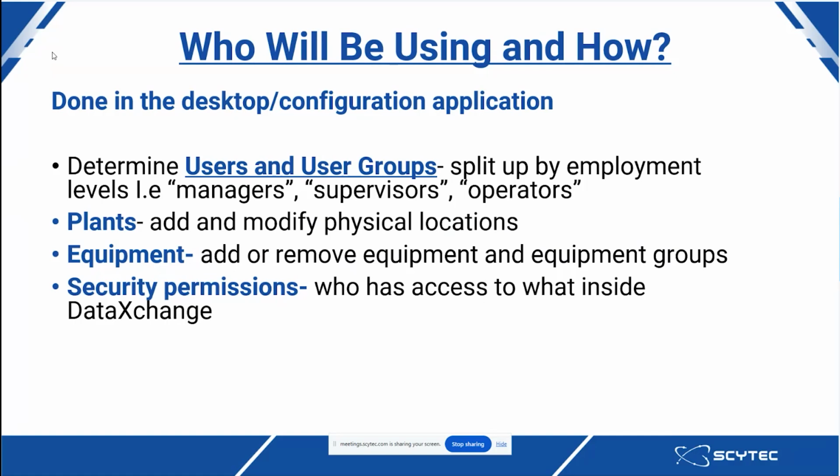So if you have 10 different licenses, you have 5 machines that are on our bronze, you have 5 machines that are on silver. All those licenses that are on bronze can be at one plant. All those licenses that are on silver can be at a completely different plant at another location. There's no charge for having different plants. You can also add or remove your equipment and equipment groups through the management section inside of DataXchange, as well as the security permissions that I brought up earlier. So who has access to what inside of DataXchange.